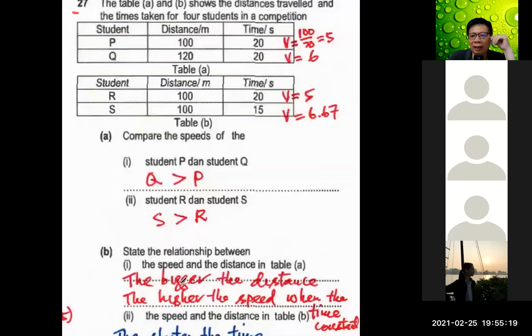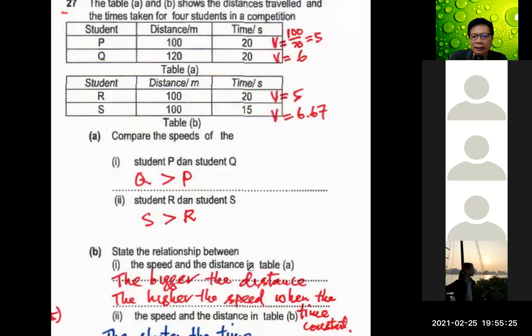Don't say bigger, use another better word. The longer the distance, okay? The longer the distance, the higher the speed when the time is constant. This one, use longer. The longer the distance, the higher the speed when the time is constant. That's the answer.